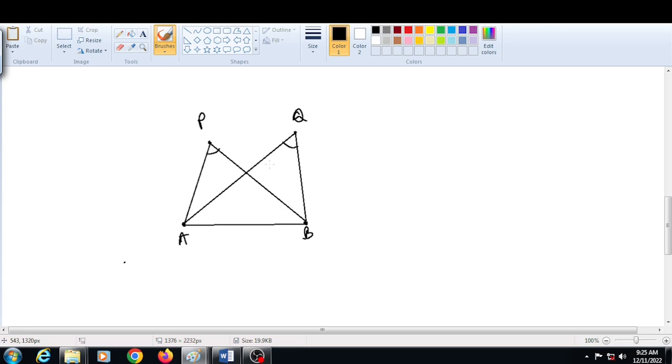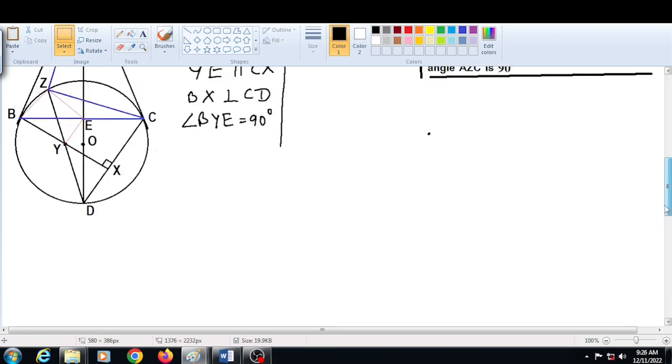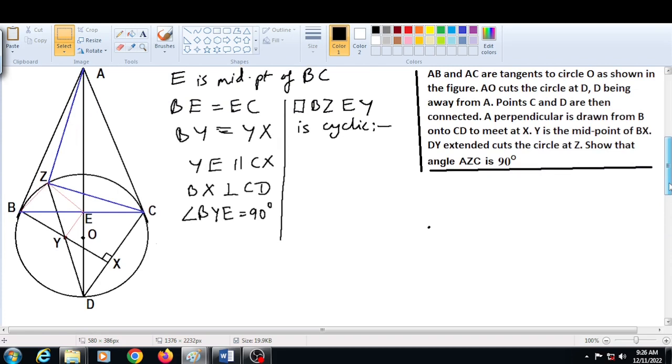So as a corollary, if these two angles are equal, then all the 4 points lie on a circle. So the theorem goes two ways. So this is the property which we are going to use. If I show that these two angles are equal, then quadrilateral ABQP is cyclic in this diagram. So let us go upstairs. Over here.